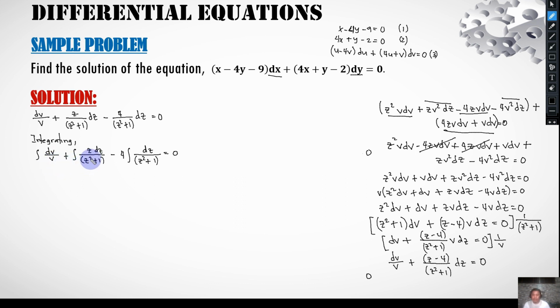Working this out, we take each term individually. For the integral of dv over v, this is equal to ln of v plus c1. So this is the value for the first term.